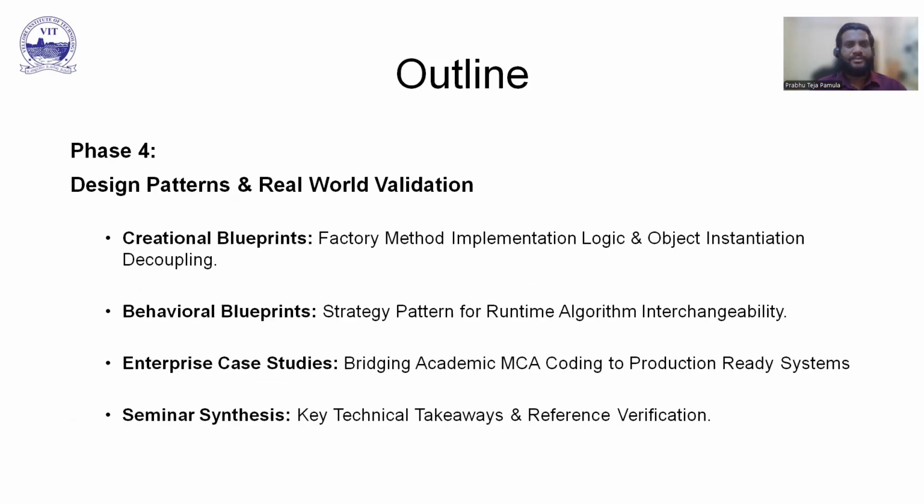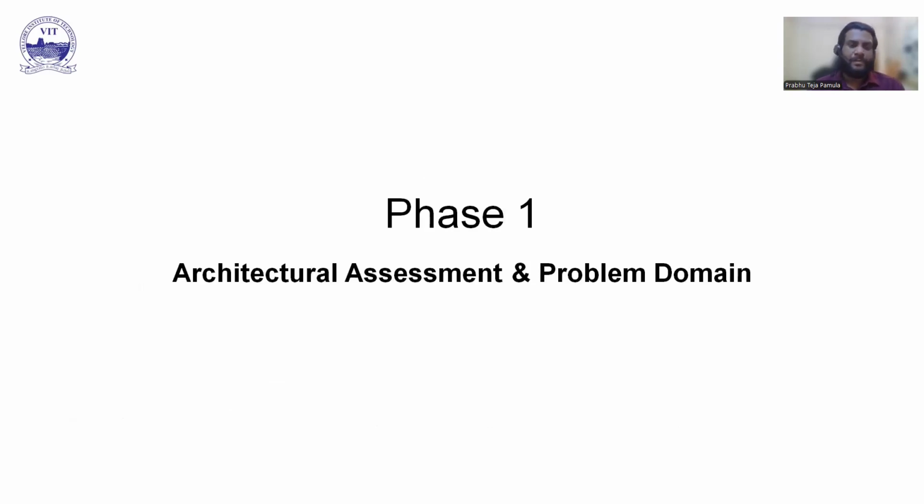Phase 4, Design Principles and Real-World Validation. Creational blueprints: the Factory Method implementation logic and object instantiation decoupling. Behavioral blueprints: the Strategy pattern for runtime algorithm interchangeability. Enterprise case study: bringing academic MCA coding to production ready systems. Seminar synthesis, key technical takeaways, and reference verification. These are the outlines. Now let's start with Phase 1, Architectural Assessment and Problem Domain.